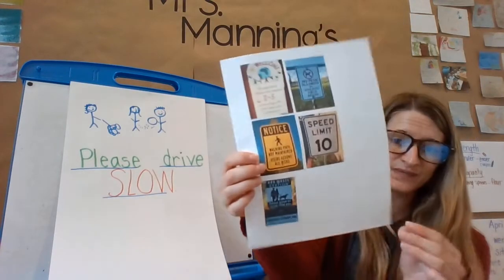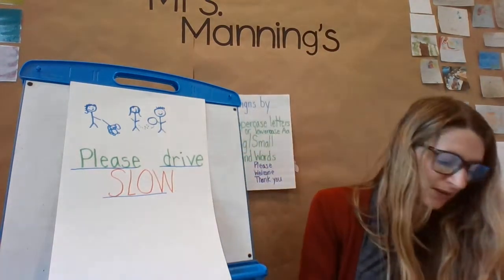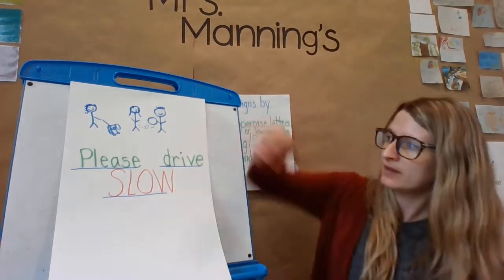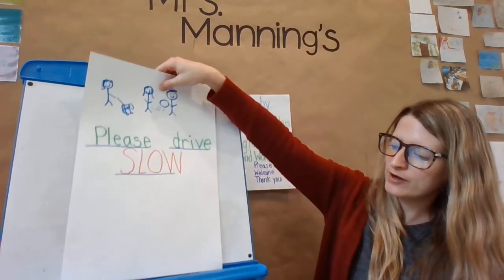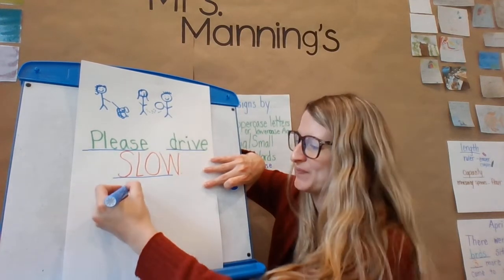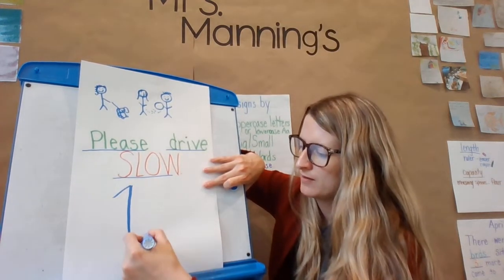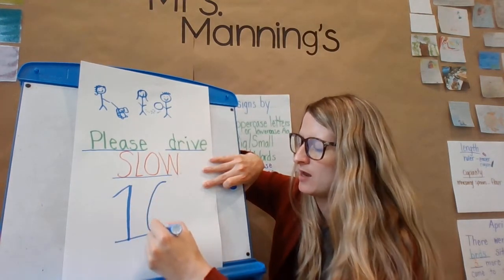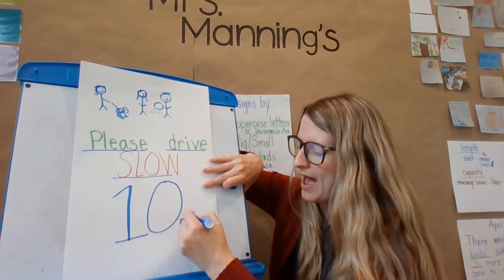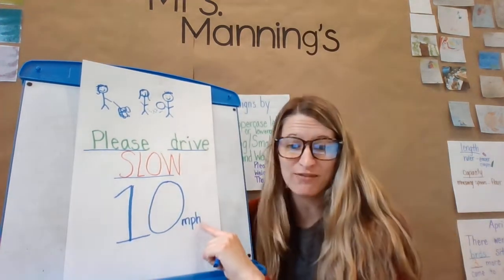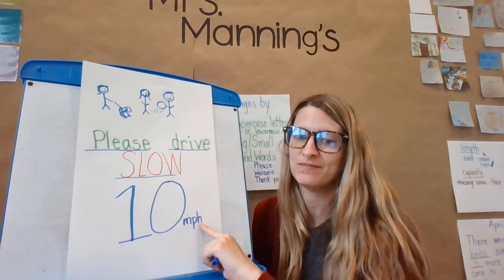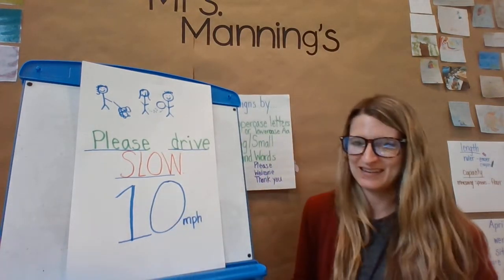And then what do I need to remember to include at the bottom that was on the side? Yeah, 10 miles per hour. So I'm going to make a really big 10. Let's see, I think I'm going to go back to blue. Move my sign up so I have some room. Please drive slow. And I'm going to do a fancy one. 10 miles per hour. These are the letters that represent that word miles per hour, and that's how fast you can drive your car. How many miles per hour? 10.